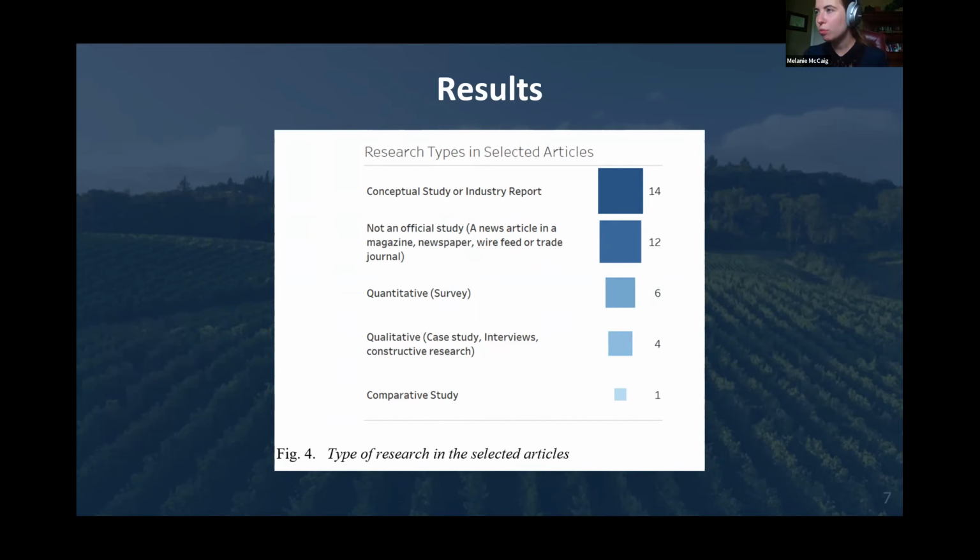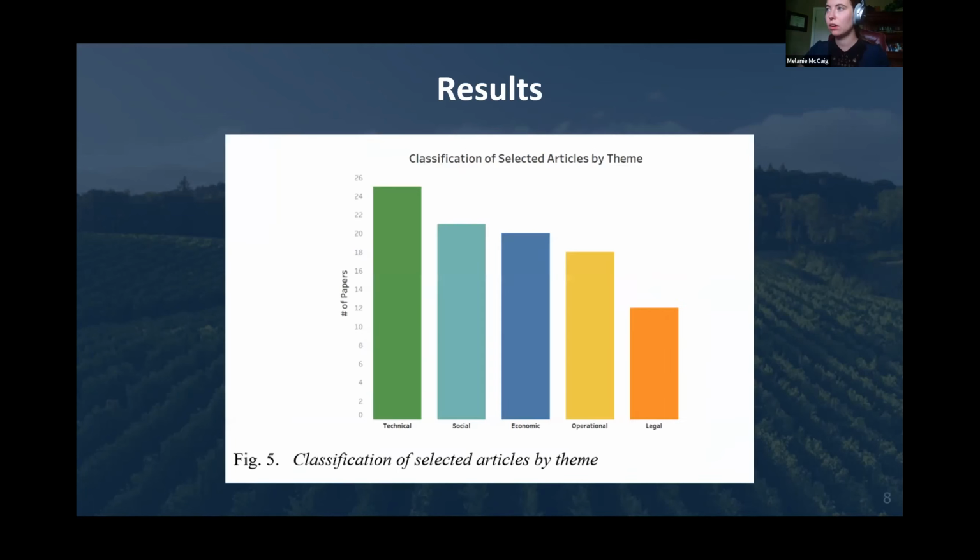with 1. Of the remaining studies, the methodology was either quantitative through surveys with 6, or qualitative through case studies, interviews, and constructive research through 4. The lack of empirical studies suggests that more testing is necessary for the growth of this domain.